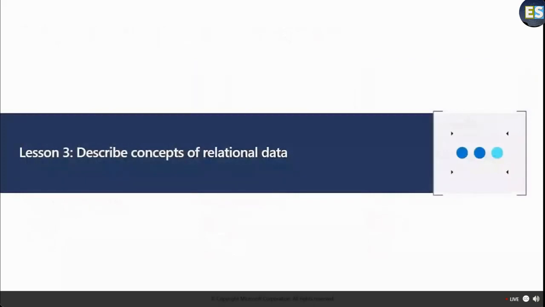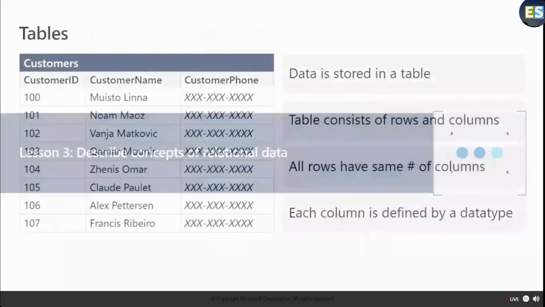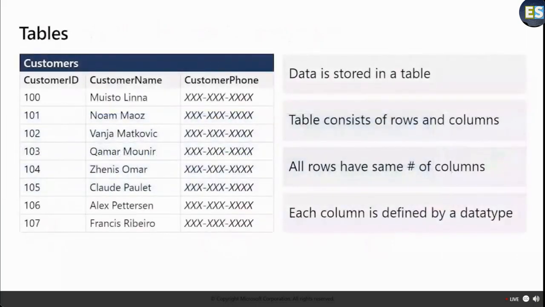Lesson 3. Describe concepts of relational data. We'll start with tables. A table is where data is stored in relational databases. They consist of rows and columns, and all the rows have the same number of columns. Each of the columns is defined by a data type.